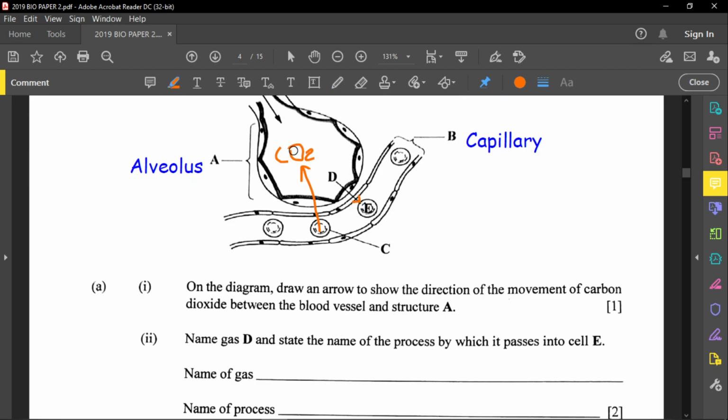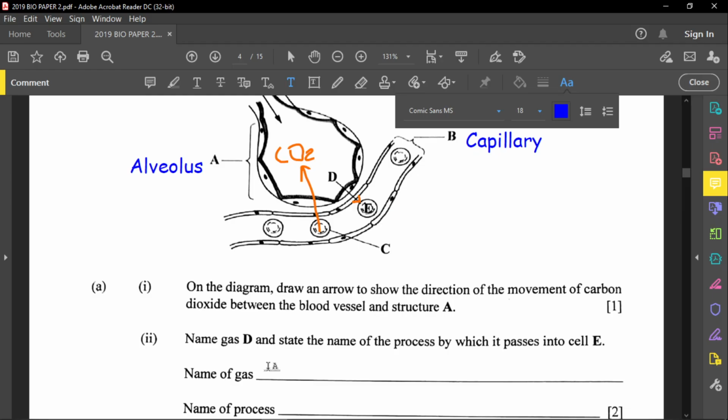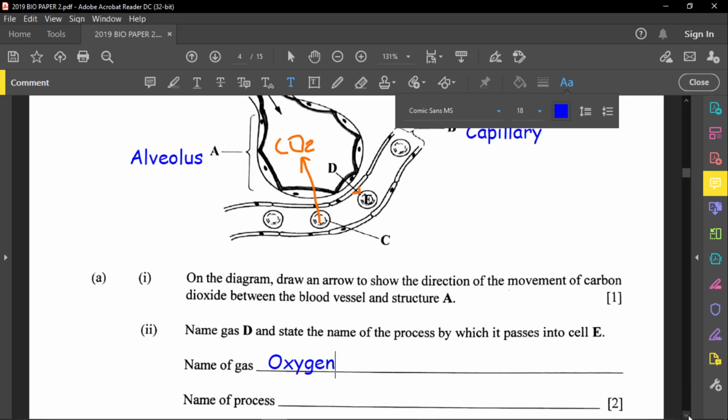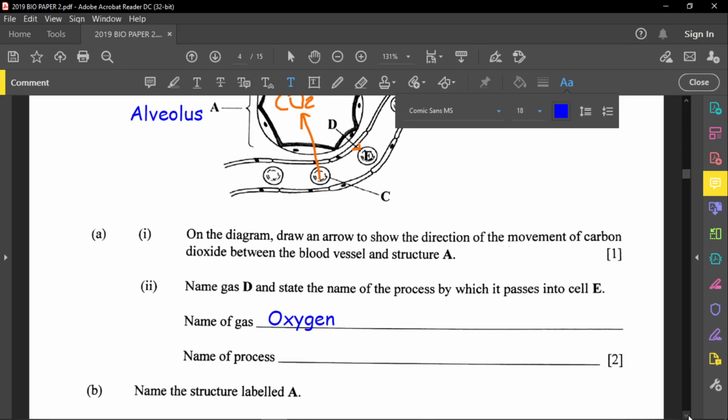All right, so this now is the gas that leaves from the alveolus into the capillary, which is oxygen. So this is going to be oxygen. It's going to oxygenate the blood. So carbon dioxide leaves the blood and oxygen will enter. So this is oxygen. Okay. And I said name the process by which the gas will enter. And so the gas is leaving from the alveolus into the blood capillary by a process of diffusion. So the gas will diffuse into the blood capillary. So this is diffusion. All right, great.